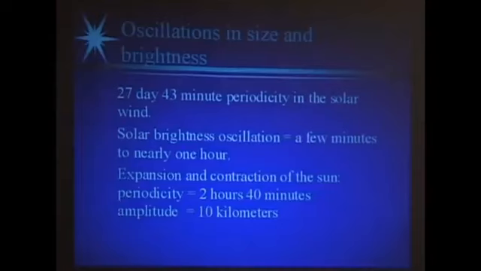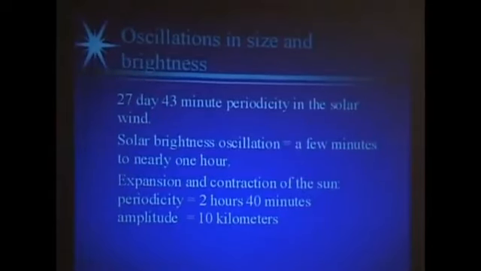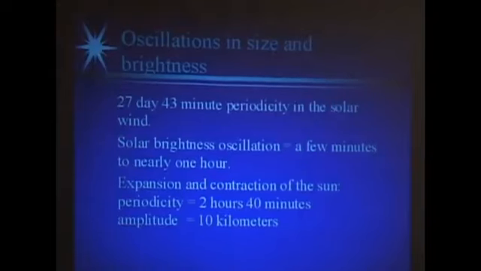The solar brightness oscillation, if you think 27 days is bad, the sun actually oscillates in brightness from a few minutes to near an hour. So the thing is pulsating very rapidly. There's no way in this world, in this solar system, that could happen.